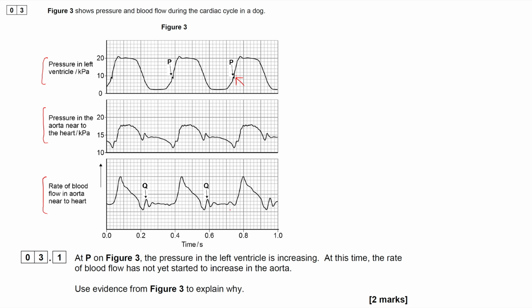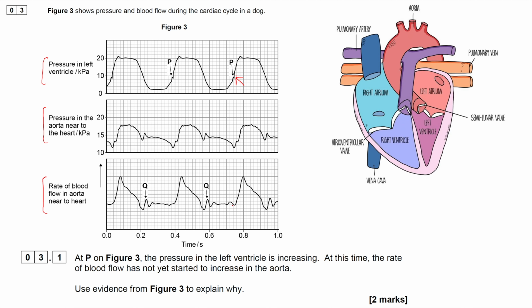So what is the reason for that? But first, have a look at the diagram to help you understand. So basically, we are talking about the left ventricle, which is here. So when the left ventricle contracts, the blood is forced into the aorta, which is here. And keep in mind that between the left ventricle and the aorta, there is a semilunar valve.